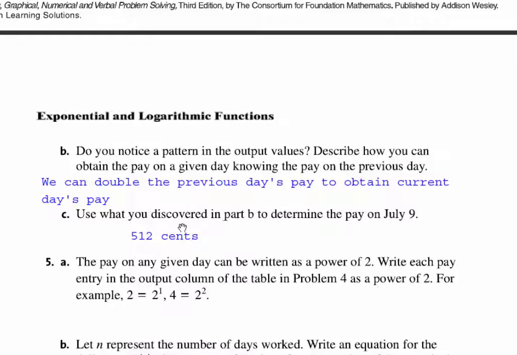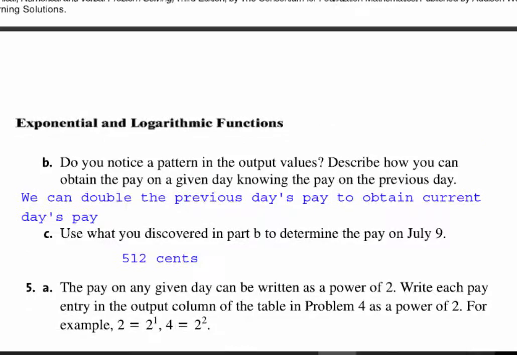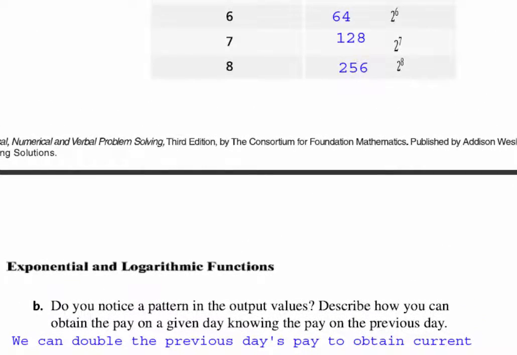And it says, use what you discovered in part B to determine the pay on July 9th. Well, if on July 8th we earn 256 cents, if we double that, we end up with 512, right? Because 256 plus 256 is 512.